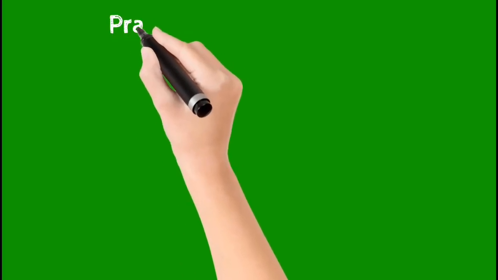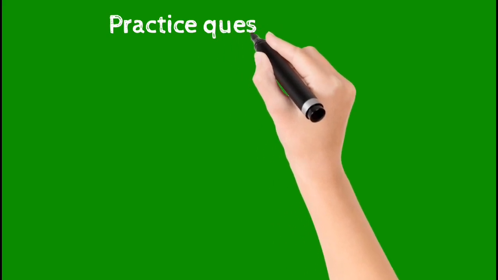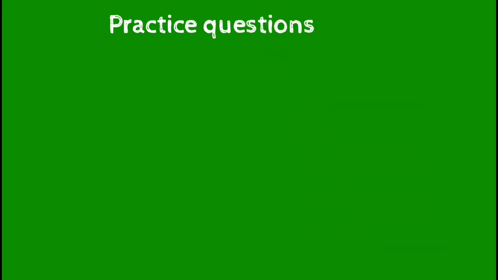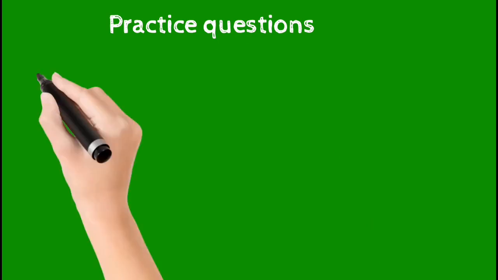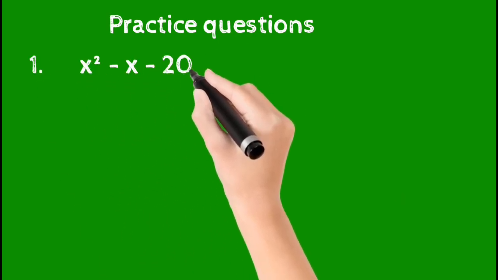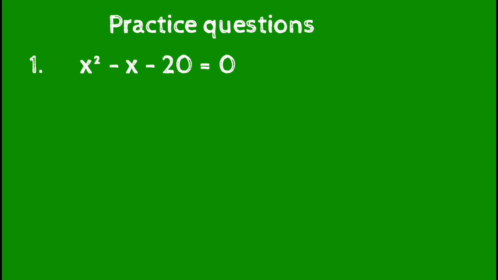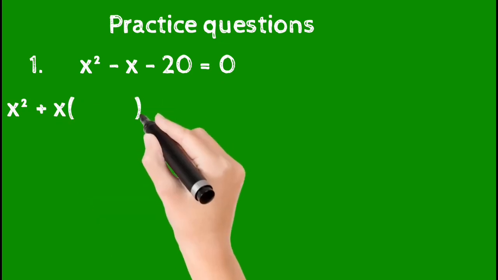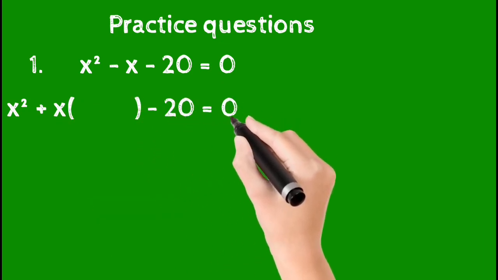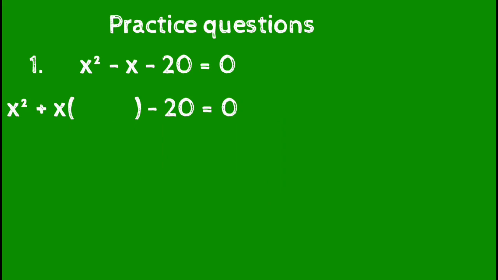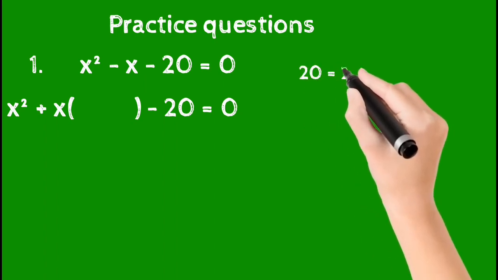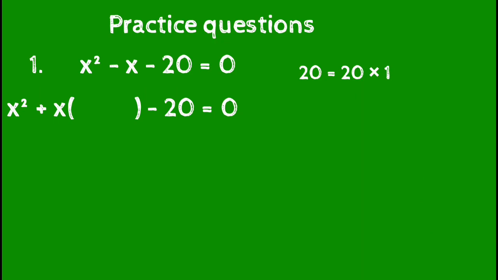Practice questions. Number 1, we've got x squared minus x minus 20 equal to 0. Let's factorize. x squared plus x open brackets minus 20 is equal to 0. The equation was already in standard form, so we can jump straight to factorize. Now we need to list all the factors of 20 that give us a sum or difference of 1. The coefficient of negative x is actually negative 1.